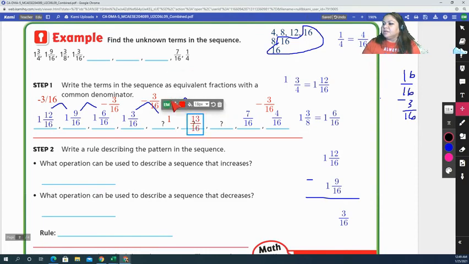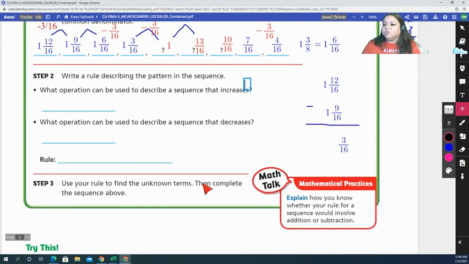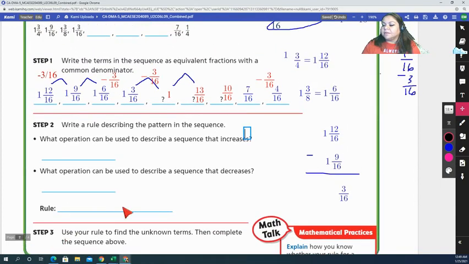Let's do this in red. Let's move it up where you can see it. And so if I do it again, subtract 3/16, I can mentally say 13 minus 3 is 10. So my next term is 10 over 16. Now, these are not in simplest form. So it depends on what the question says. You can leave it like that, or it might tell you to simplify. So it depends on what it says.